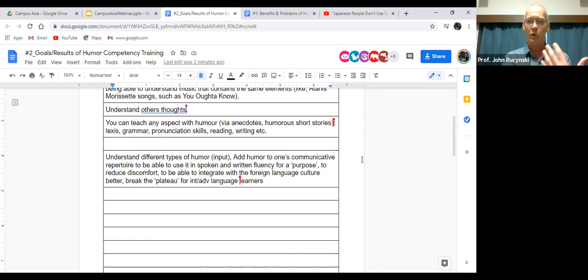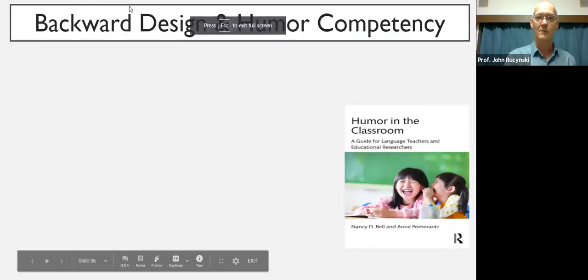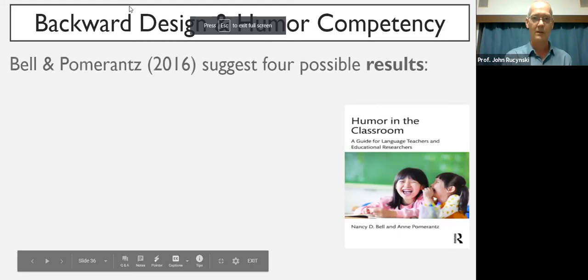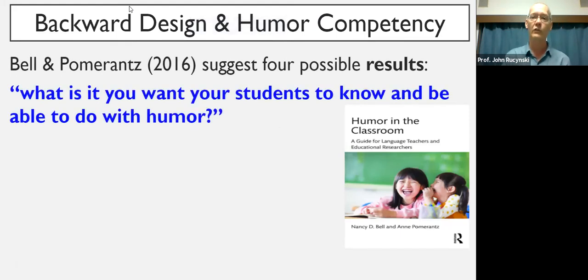So just some key words I'm picking up here are comprehend, react, produce, respond, and those basically are what Bell and Pomerantz were saying. So let me get back to my slides. Okay, so here's the question again. What is it you want your students to know and be able to do with humor?